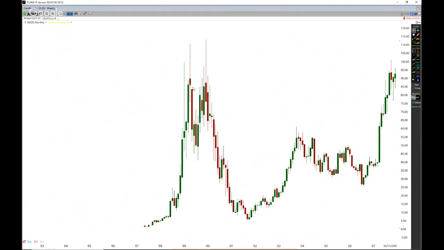Now, how do you identify a bubble in the first place? When something goes up pretty vertically. See how this thing just shot straight up? It went from $10 to $100 within a matter of half a year.